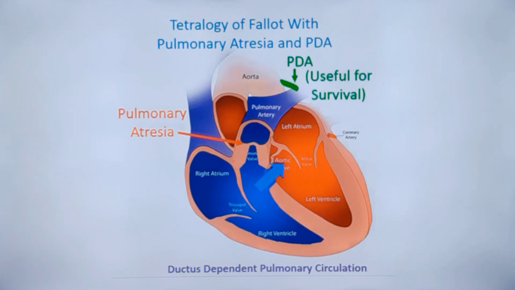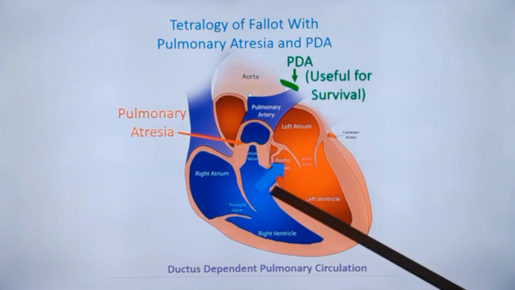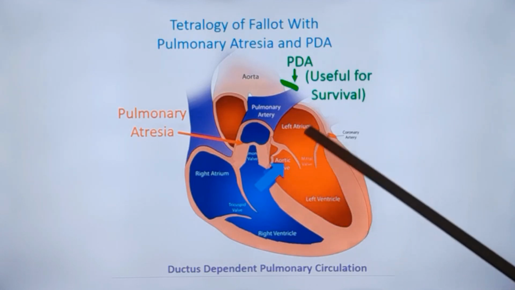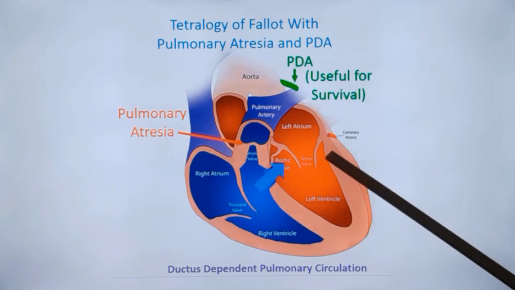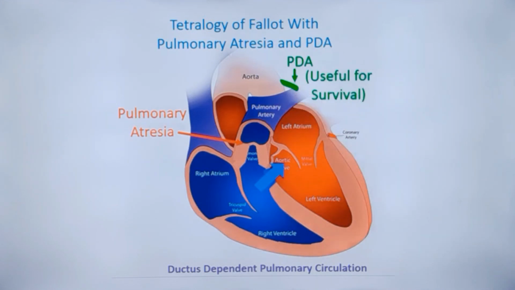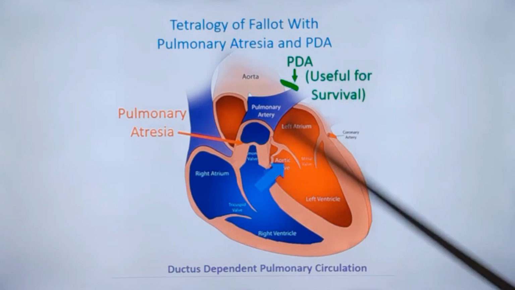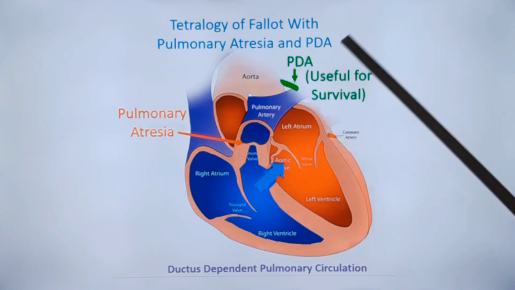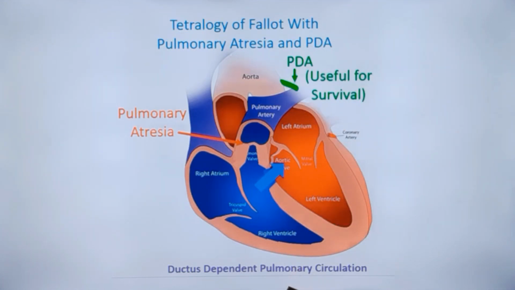But there are certain conditions which are known as ductus dependent circulation. It could be ductus dependent pulmonary circulation, ductus dependent systemic circulation, or a combination of the two. This is a ductus dependent pulmonary circulation with pulmonary atresia VSD, tetralogy of Fallot equivalent, when PDA is useful for survival. Without a PDA, there will be no pulmonary blood flow. The other way around, when there is aortic atresia, you will need PDA for systemic circulation. That is ductus dependent systemic circulation.